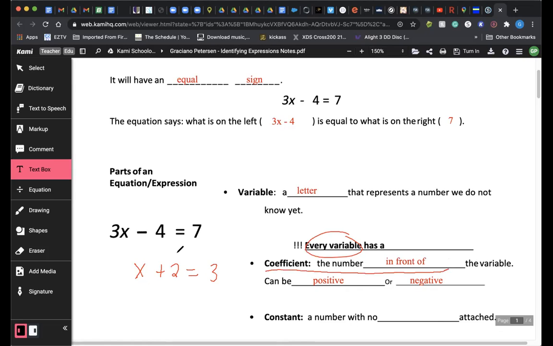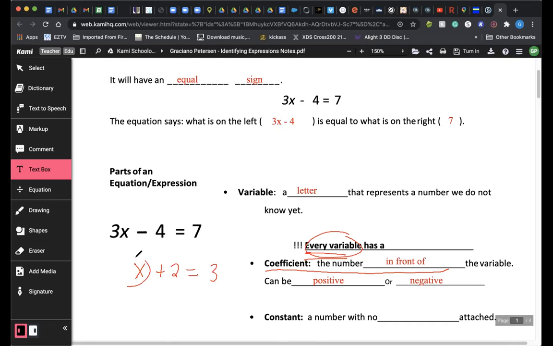Okay, so why did you say 2? Is 2 in front of the variable? No. Okay, so what's the number in front of this variable? Nothing. 1. What is it, Jules? 1. Every variable has a coefficient. So if I do not see a number in front of my variable, I know that my coefficient must be 1.